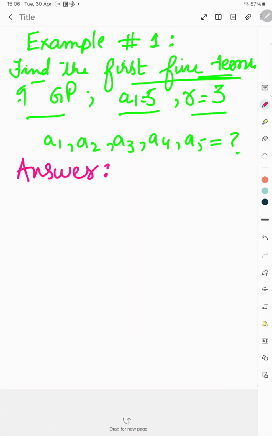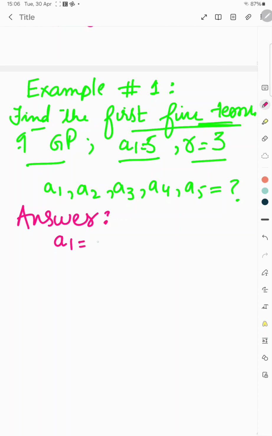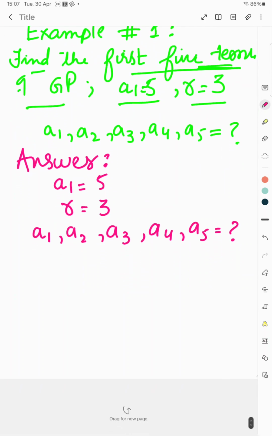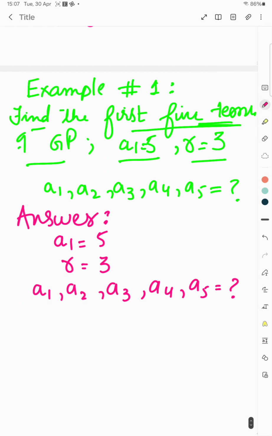First of all, what is given? A1 is given, which is equal to 5, r is given, which is equal to 3, and what we have to find, we have to find a1, a2, a3, a4 and a5. We have to find the first 5 terms of the sequence. So students, how will we solve this? What we have to find here, we have to find the first 5 terms. So from terms, what do you think, what formula will we use here? We will use the nth term formula.